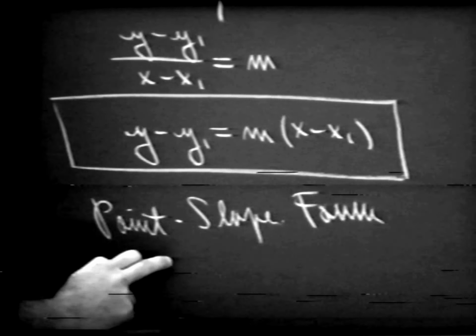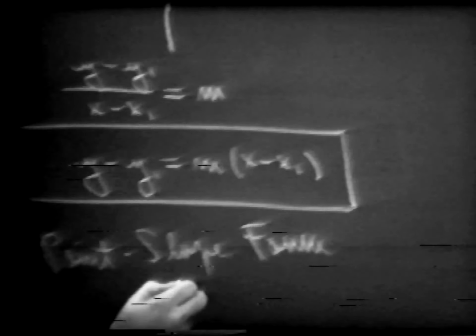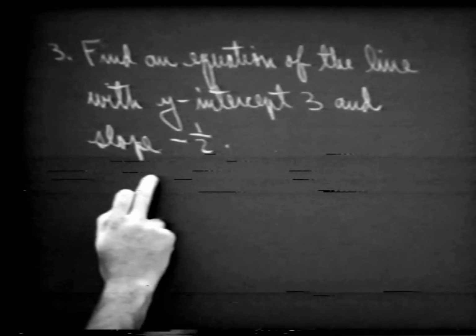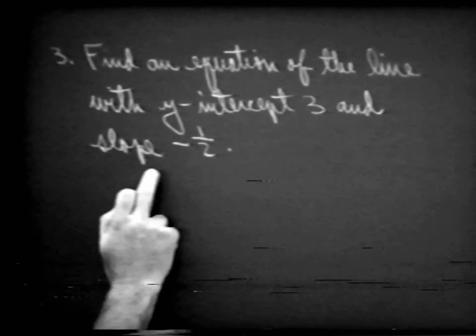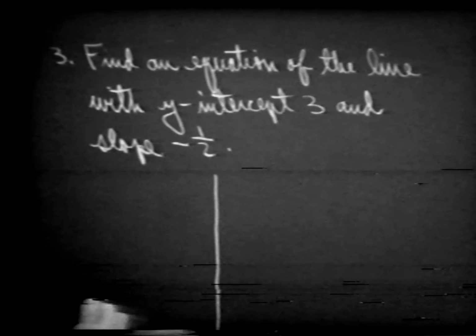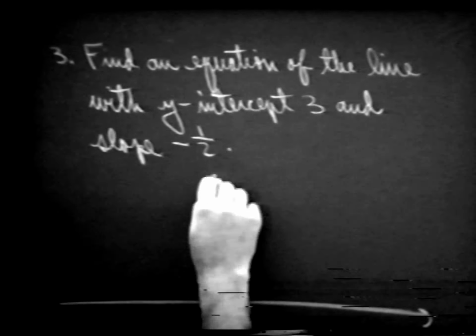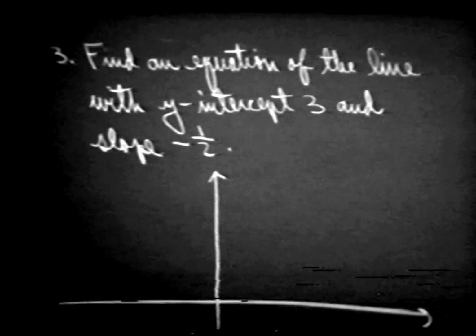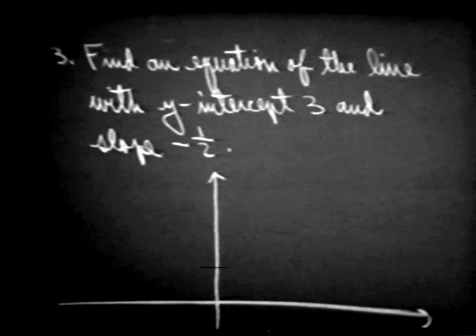All right? Let's then look at a third example. Here we have a case in which it says, find an equation of the line with y-intercept of 3 and the slope number of negative 1/2. And in fact, if we were to make a picture, I think you would agree that what we have is simply a special case of the general example that we just discussed in example 2.